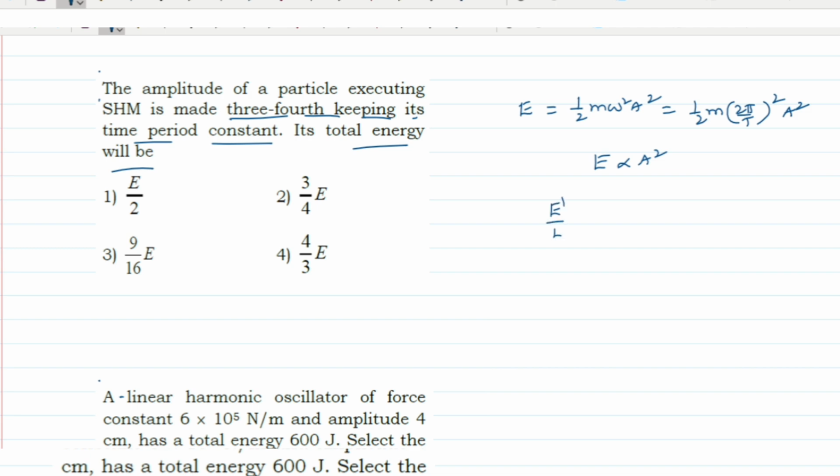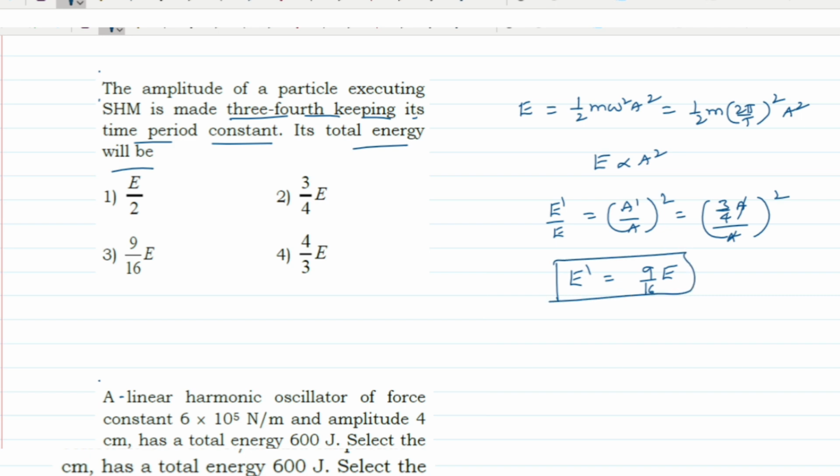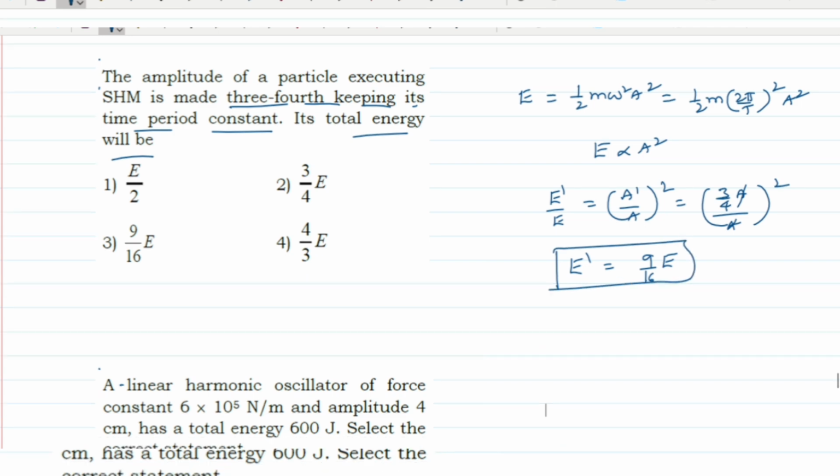That means E dash by E equals A dash by A whole squared. A dash is 3/4 of A, so it is 3/4 of A by A whole squared. A gets cancelled. E dash is 3 threes are 9, so 9 by 16 times the total energy. Let us see the next question.